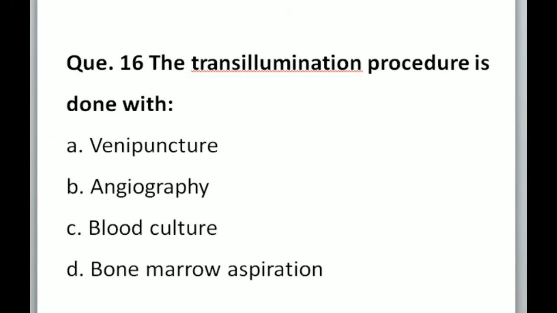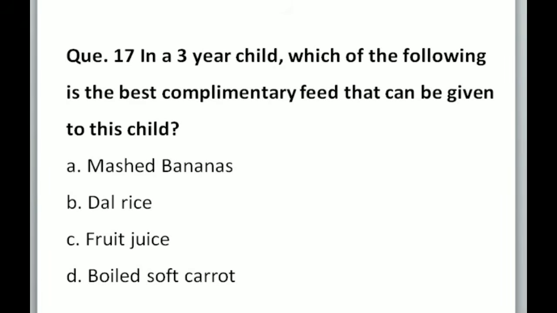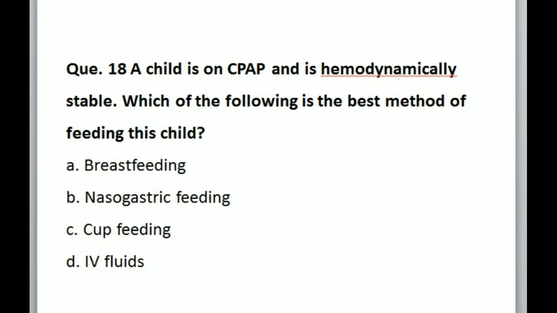Q17. In a 3-year child, which of the following is the best complementary feed that can be given to this child? A. Mashed bananas. B. Dal rice. C. Fruit juice. D. Boiled soft carrot. Correct option is B. Dal rice. Q18. A child is on CPAP and is hemodynamically stable. Which of the following is the best method of feeding this child? A. Breastfeeding. B. Nasogastric feeding. C. Cup feeding. D. IV fluids. Correct option is B. Nasogastric feeding.